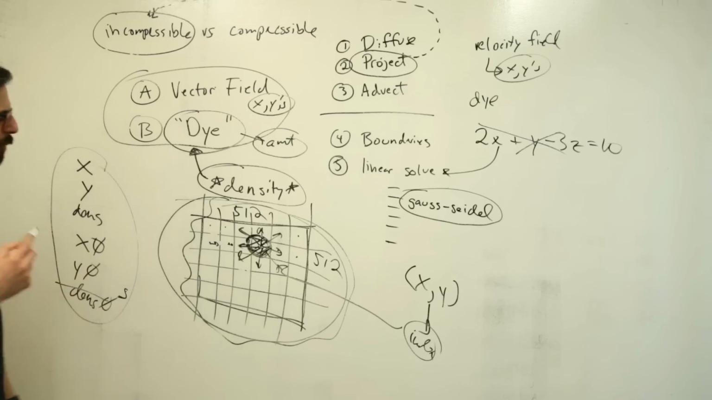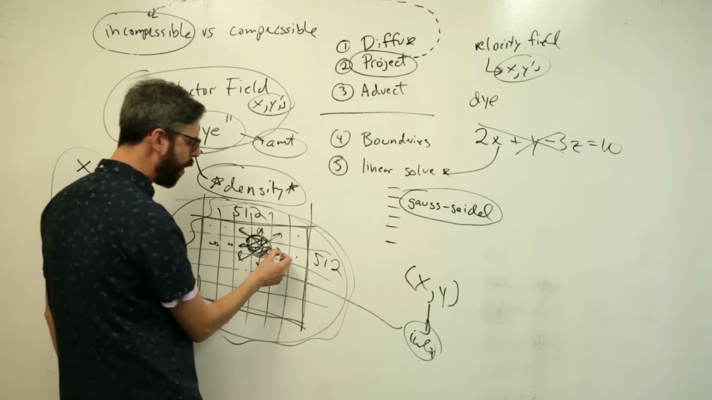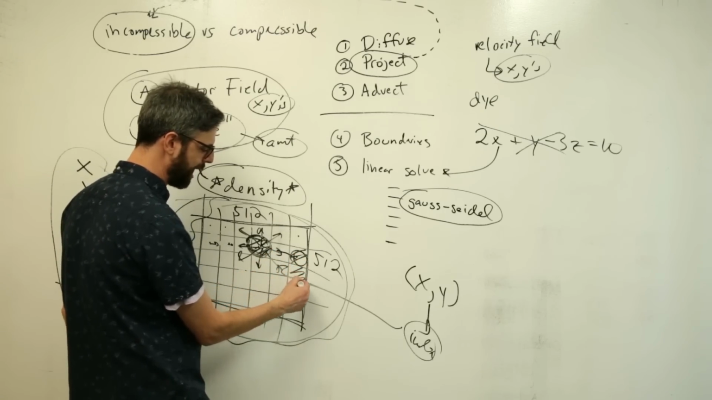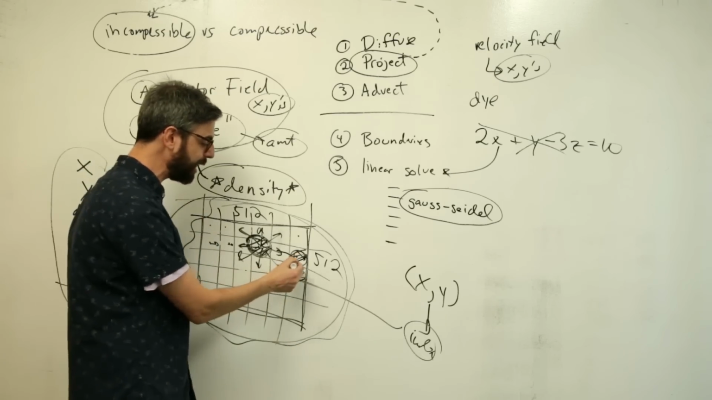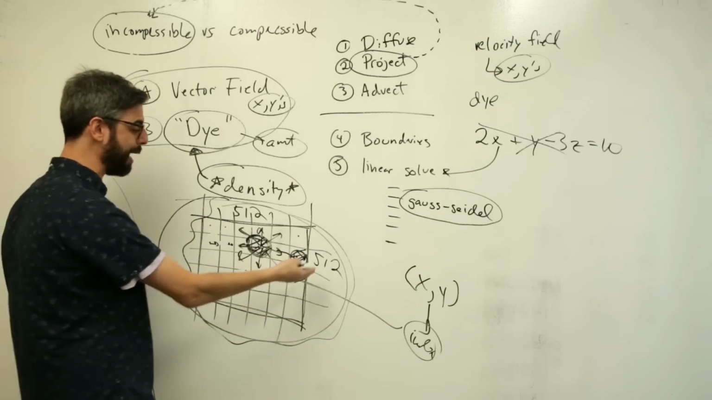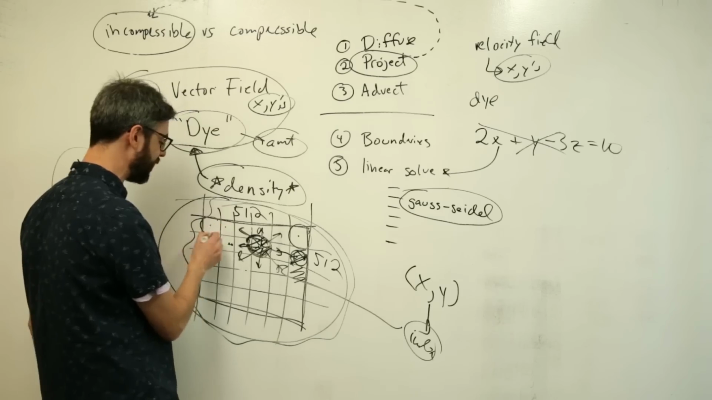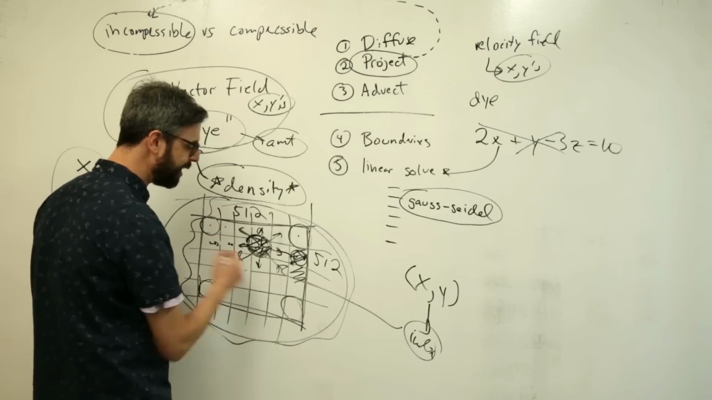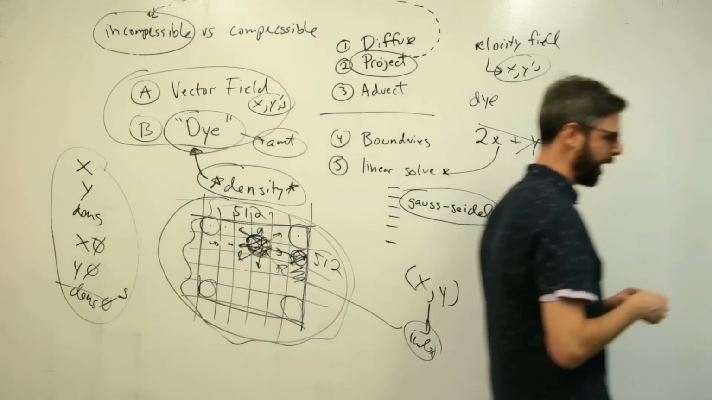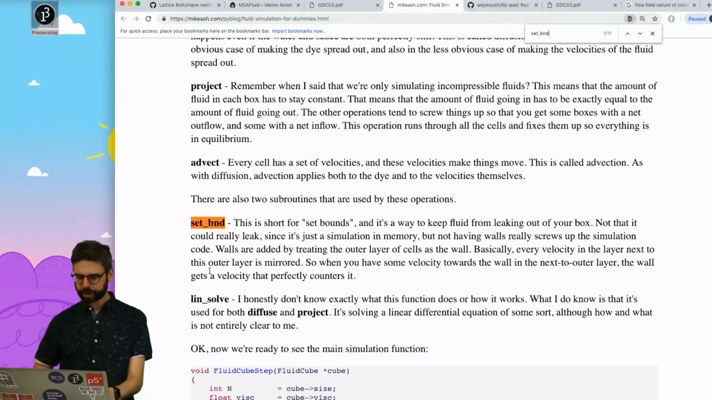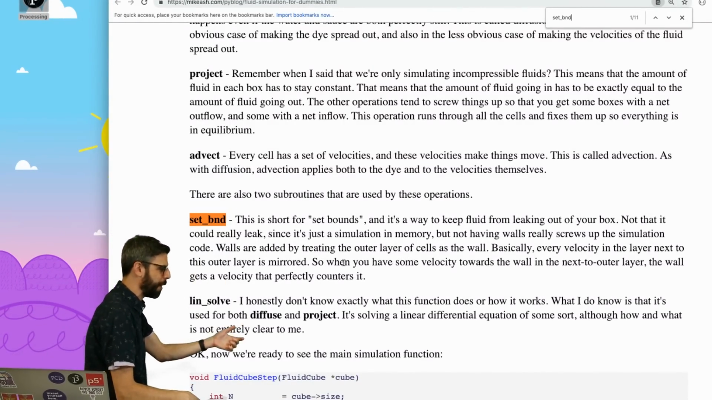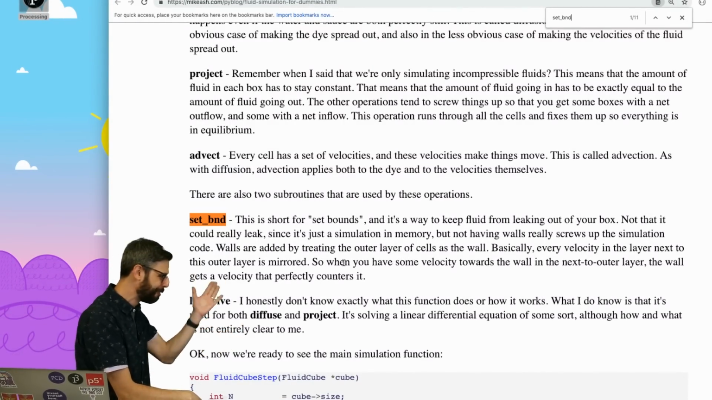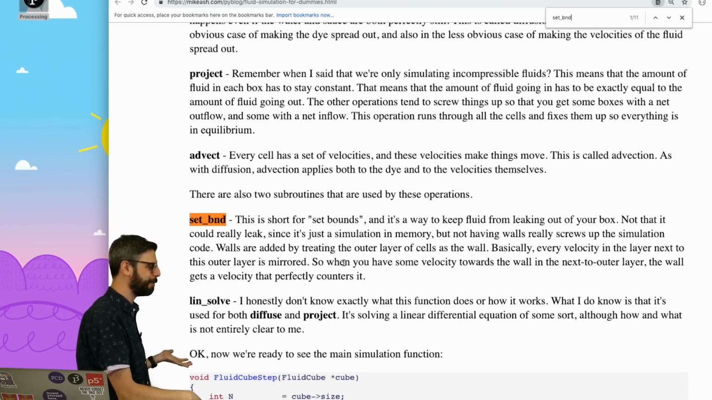And so we need some sort of mechanism for what we do with the edge cells and how we deal with those velocity vectors or things moving. And basically, we want to add some kind of bouncing. And then we also need to deal with the corner cells in a different way. So this is short for set bounds, and it's a way to keep your fluid from leaking out of your box. Not that it could really leak, writes Mike Ash. It's just a simulation in memory.